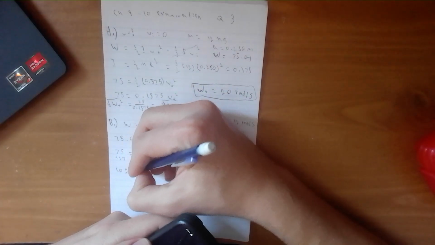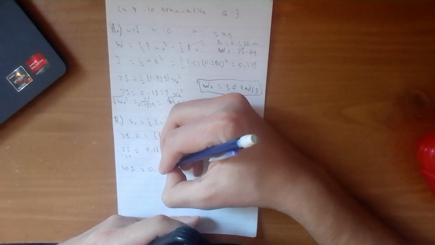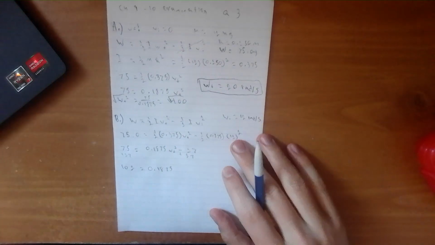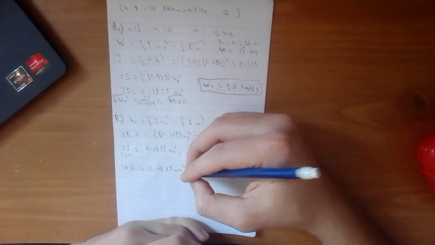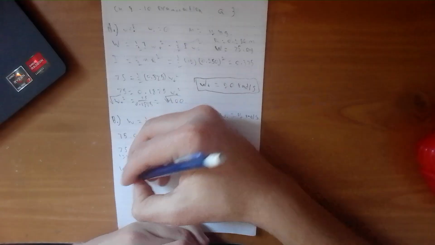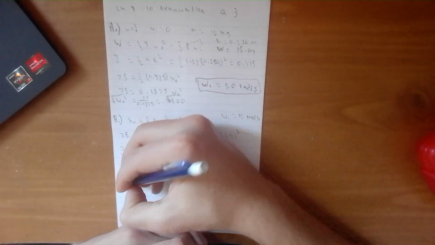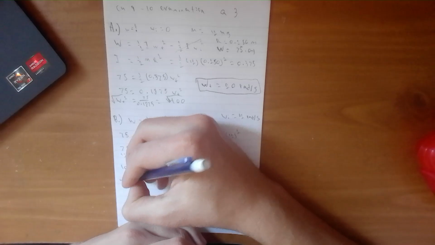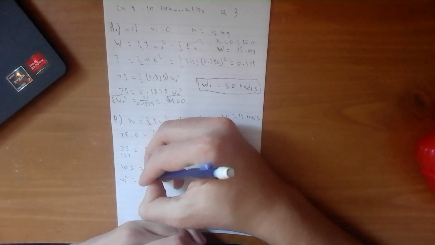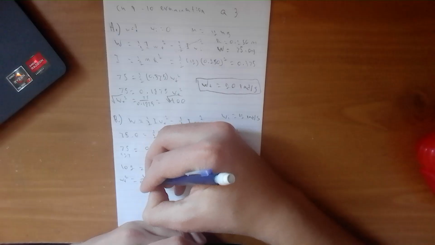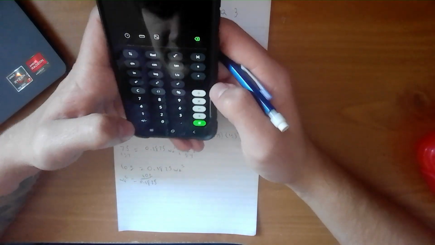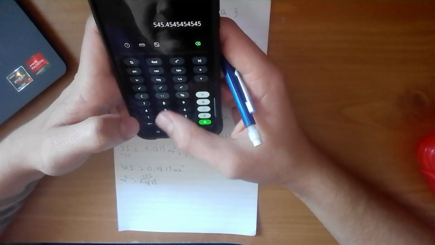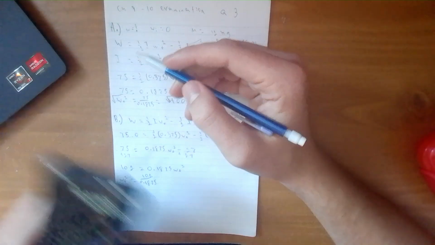So we get 102 equals 0.1875. Can you see that? Okay, 0.1875 angular momentum final squared. Okay, and then we can flip it around in terms of angular momentum. So angular momentum final squared equals 102 divided by 0.1875, and that's going to give us 544.